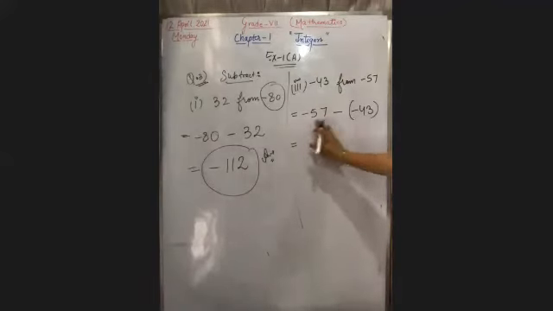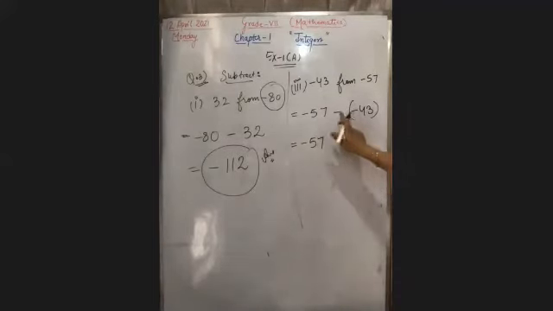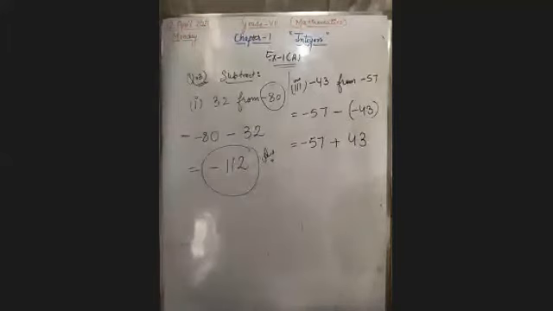Minus 57, minus 43. Minus 57 right here. Minus will become plus, and this is 43. Now you have to subtract.